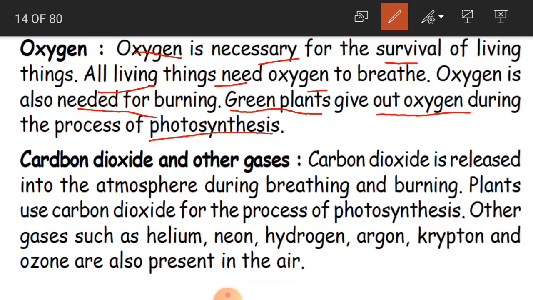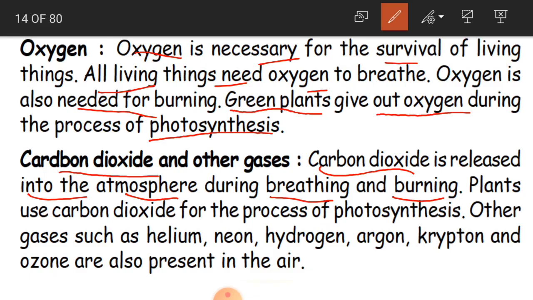Clear children? Now we learn about carbon dioxide and other gases. Carbon dioxide is released into the atmosphere during breathing and burning. We take air inside and we release air outside. In the sense, we breathe in and breathe out. We breathe in the oxygen and we breathe out the carbon dioxide. Yes or no? So same like here, carbon dioxide is released in the atmosphere, during breathing and also burning.